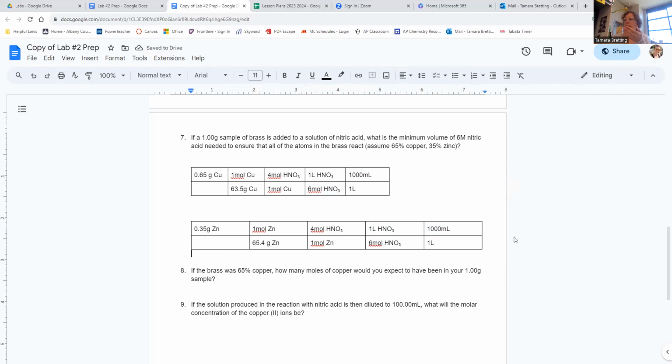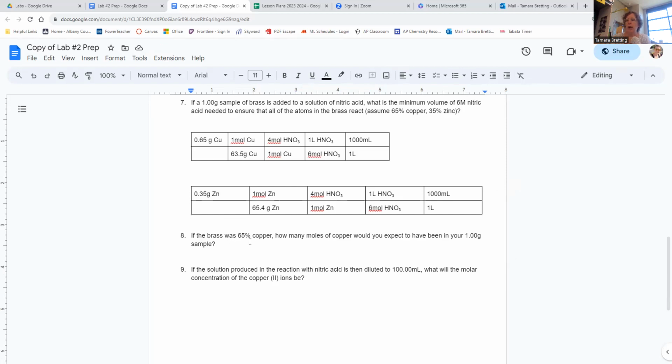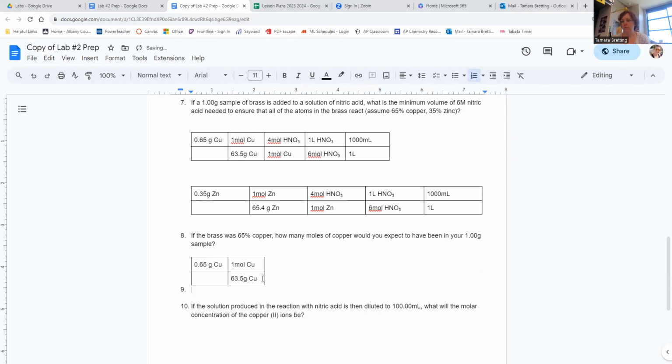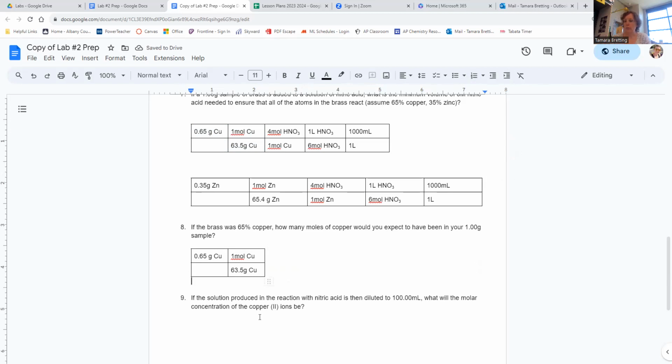Okay. So then you can calculate out how many milliliters of nitric acid you would need to dissolve that entire 1 gram sample. Okay. All right. If the brass was 65% copper, how many moles of copper would you expect to have in your 1 gram sample? Well, 65% means 0.65 grams of copper. 1 mole is 63.5 grams. That piece right there is going to be the same for our answer here. Okay, so you're going to just calculate out the moles.